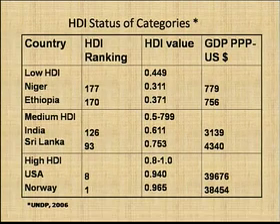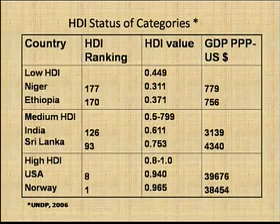0.965. And its PPP GDP was 38,000 US dollars in this particular year. So you would see very high HDI countries, medium HDI countries, and very low HDI countries, of which Sri Lanka belongs to the medium level.